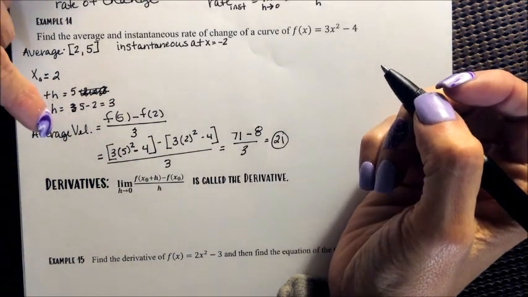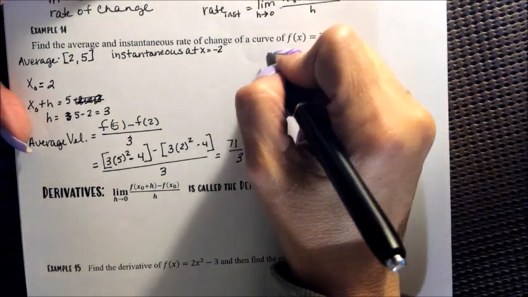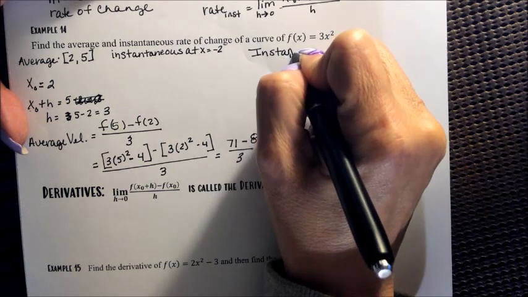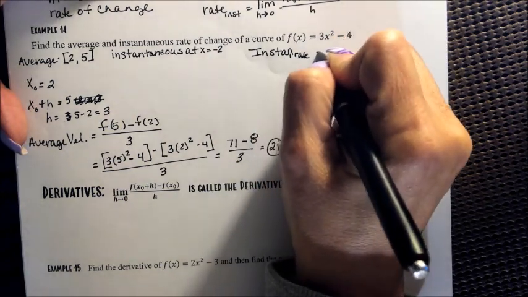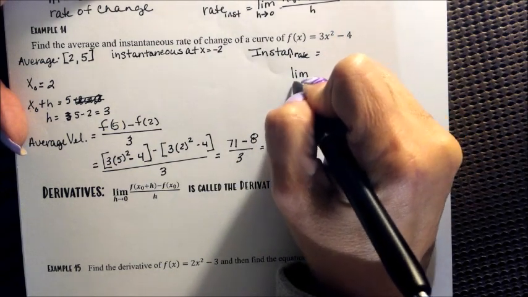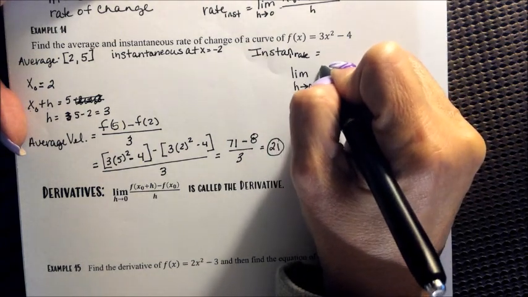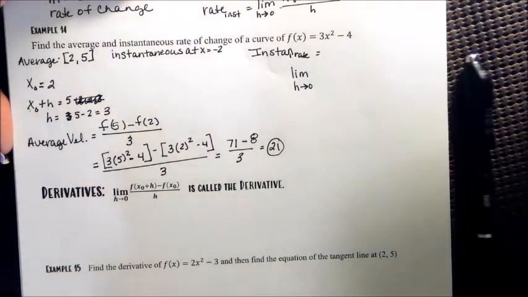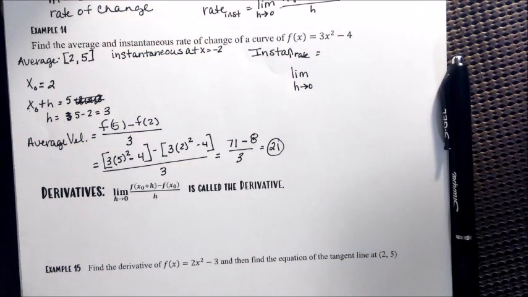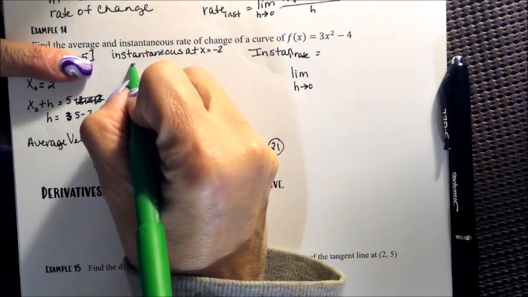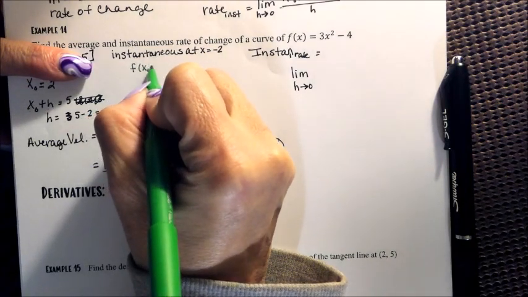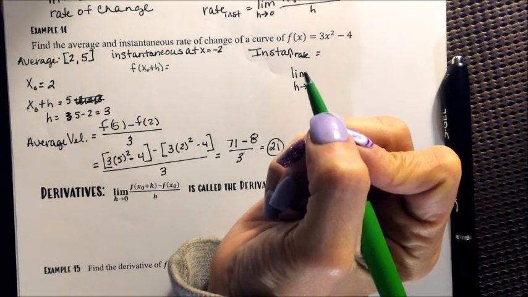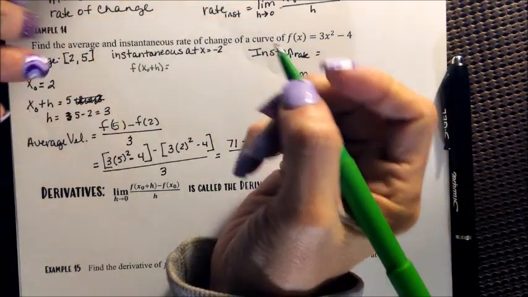Okay, now let's do instantaneous. So we need to do a limit. For instantaneous rate, I'm going to say the limit as h approaches 0 of, okay. Oh, I don't have much room on here, so I'm going to try and do this here. I know I need to do f of x naught plus h, right? So we're going to plug in x plus h everywhere we see an x.